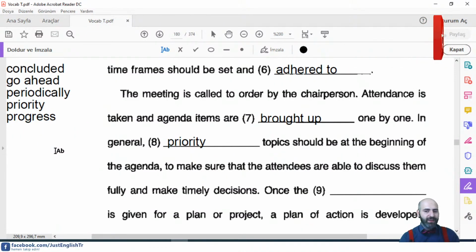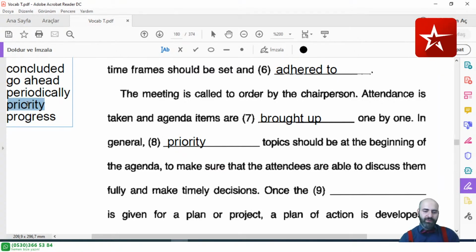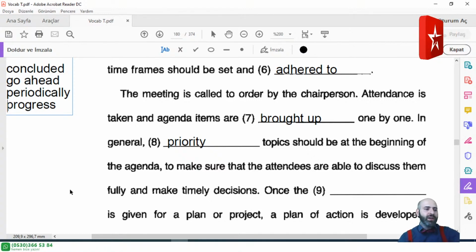Let's continue. Once the, of course, noun, is given for a plan or project, a plan of action is developed. We have used priority, so we have concluded, go ahead, periodically, or progress. Which one do we need for number 9, guys? Once the noun is given for a plan or project, a plan of action is developed. Like permission. When there is a permission, after that we prepare a plan of action. Which one is permission? Do you remember, guys? Permission is given. Which word or phrase means permission?